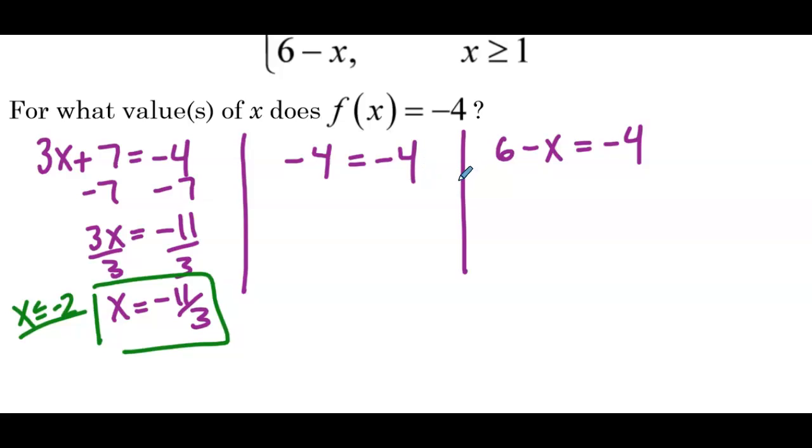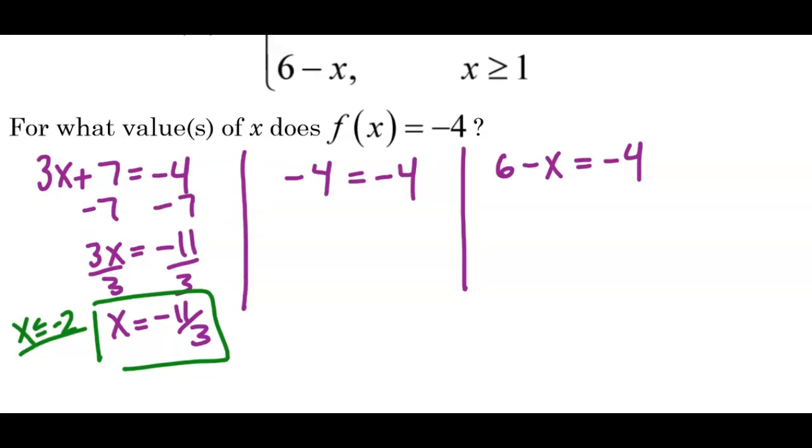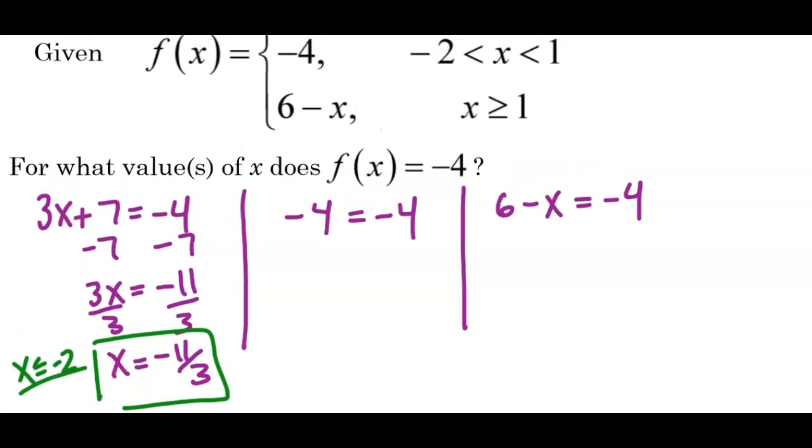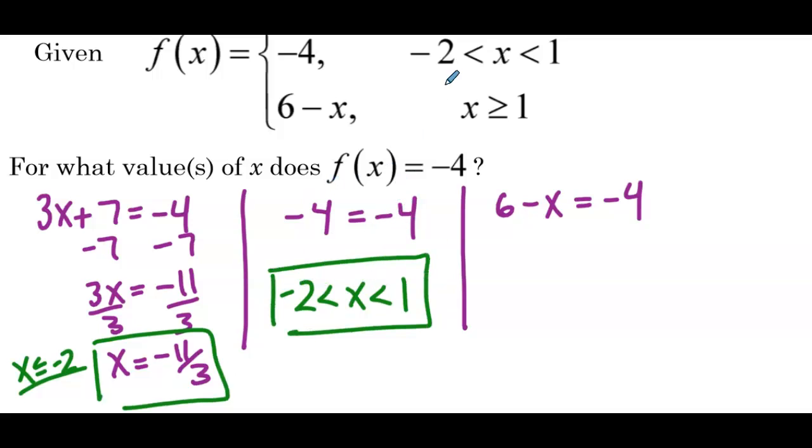Now, -4 equals -4. That's always true. So if that's always true, what x values give us an output of -4? Well, the x values in that part of the domain. So in this case, that's going to be -2 is less than x, which is less than 1. So the solution for this piece is just the domain restriction. Kind of unique, doesn't happen all the time, but every input between -2 and 1 outputs -4. So that has to be part of our solution.